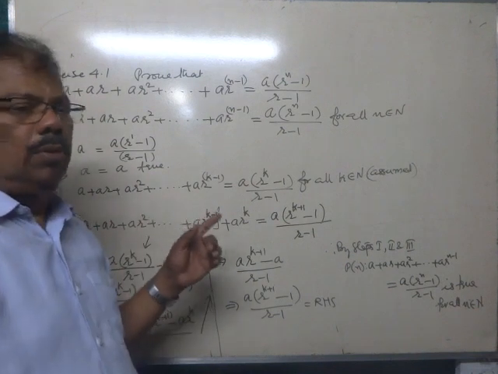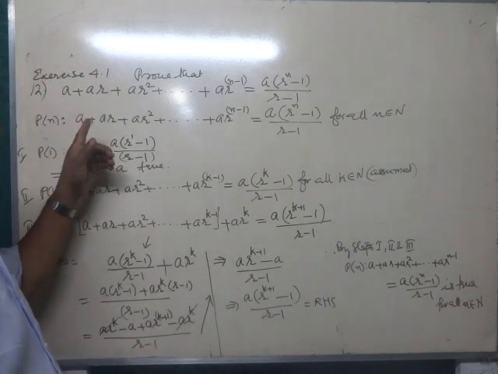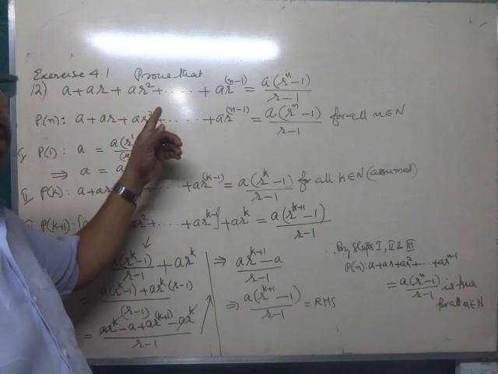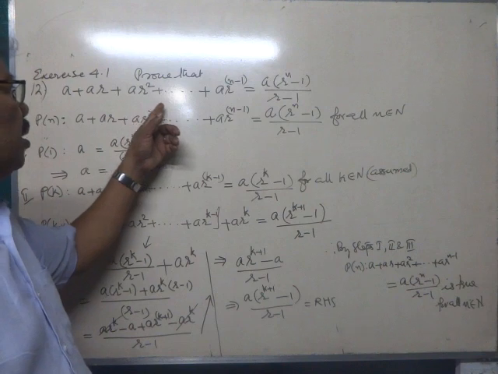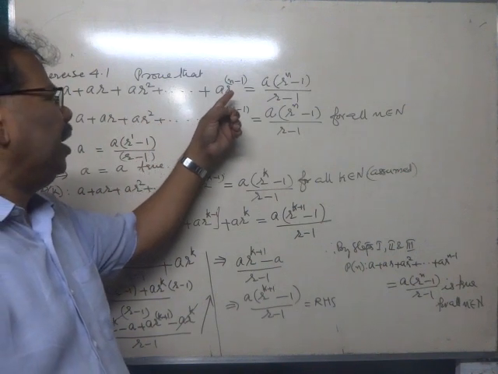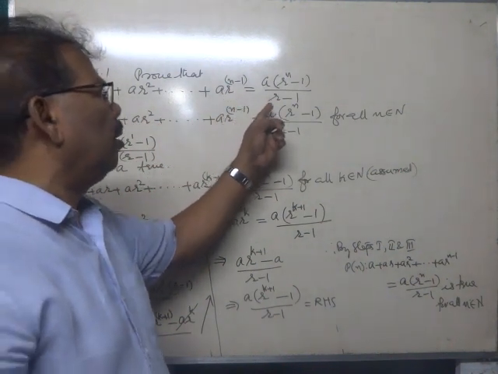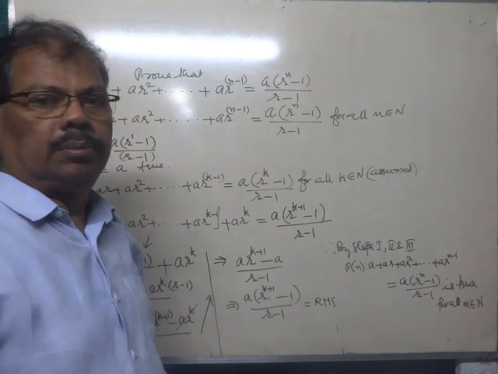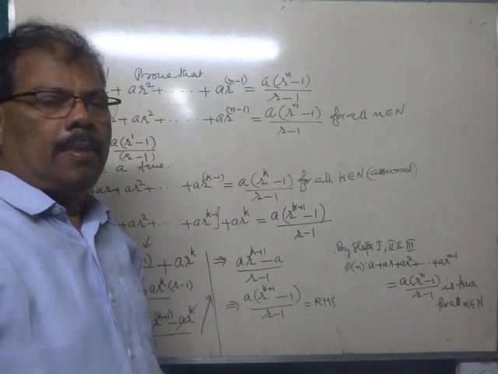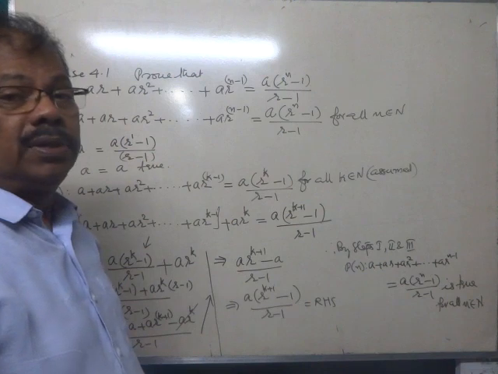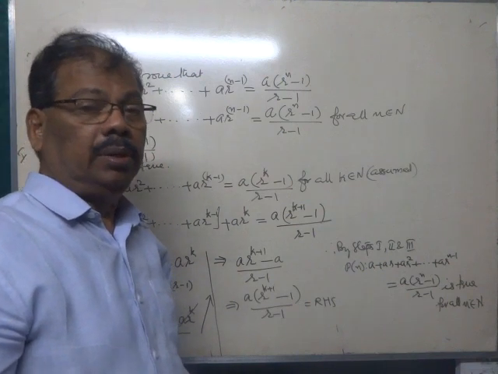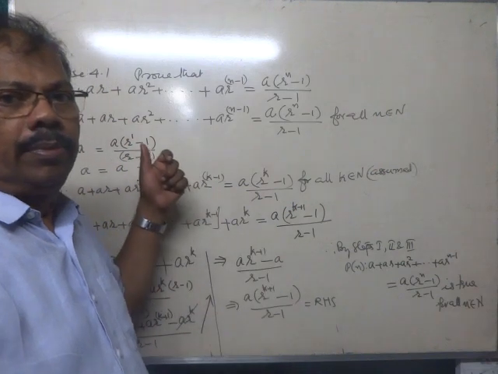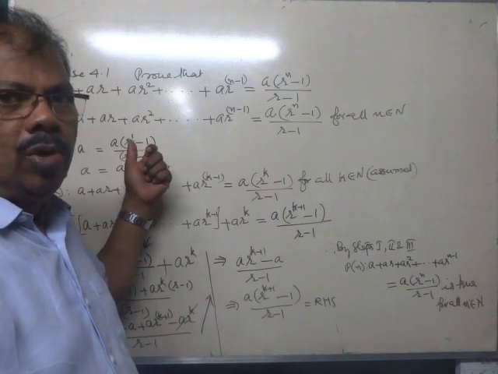Next question, number 12. By the principle of mathematical induction, prove that a plus ar square plus etc. plus a r raised to n minus 1 is equal to a into r raised to n minus 1 by r minus 1. Sum of the first n terms of a geometric progression with the first term a and a common ratio r.